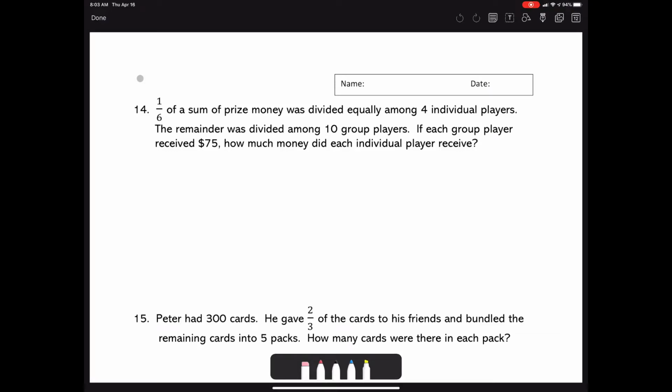Okay, we're going to do some problem solving with the help of a bar model. All right, so here's the problem.